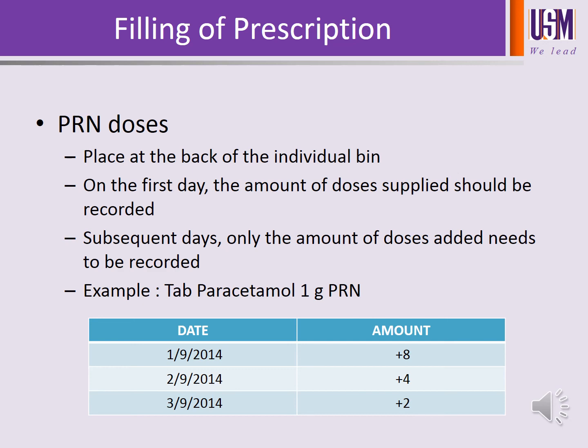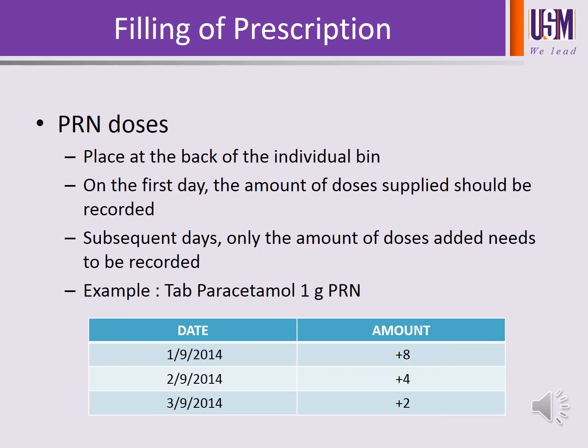1 gram PRN. So on the first day, the amount of doses that should be supplied to the patient is recorded as plus 8 because we are going to supply 8 tablets for the patient. Okay, and for the subsequent days, only the amount of doses added needs to be recorded. So let's assume that on the 1st of September, the patient used only 4 tablets.